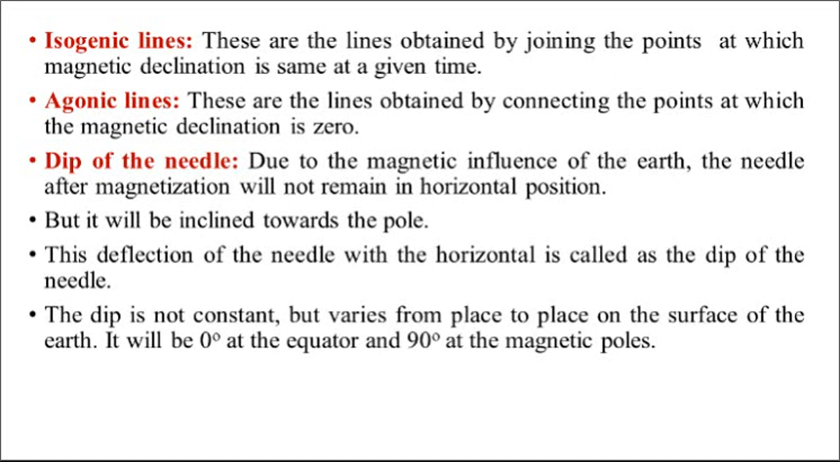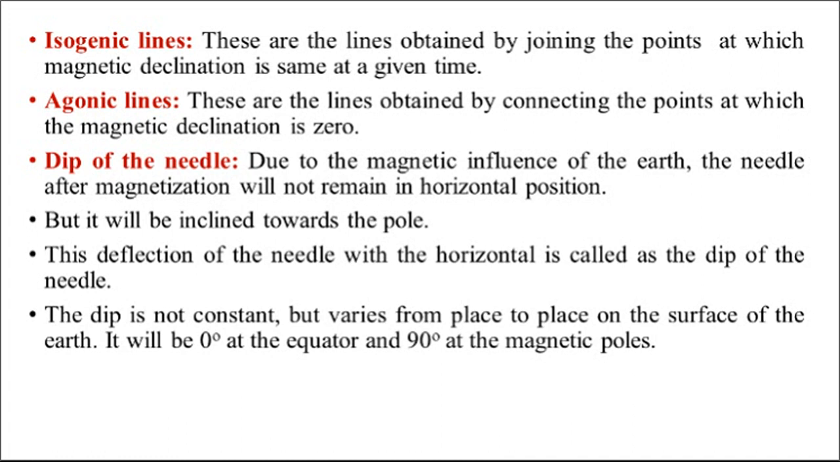Then the second one, agonic lines. These are the lines obtained by connecting or joining the points at which the magnetic declination is 0. That means we have to join the points on the surface where magnetic declination is 0. Then the line which we get is called an agonic line.